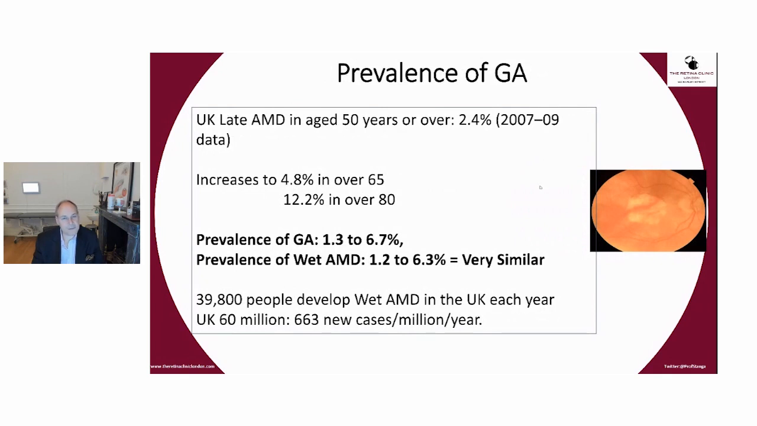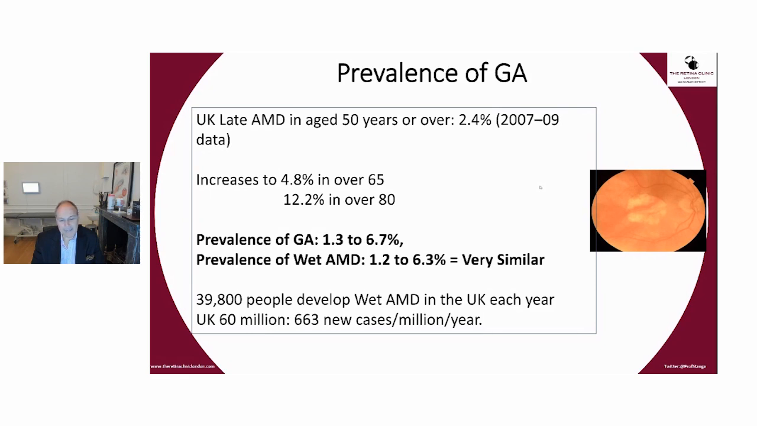So how prevalent is geographic atrophy or late dry AMD? In the UK, late AMD in those aged 50 years or over has a prevalence of 2.4%. It increases to 4.8% in patients over the age of 65 and 12.2% in those over the age of 80. The prevalence of geographic atrophy ranges between 1.3 to 6.7%, and the prevalence of wet AMD 1.2 to 6.3%. Therefore, the prevalence of the two forms of disease is now considered to be very similar.